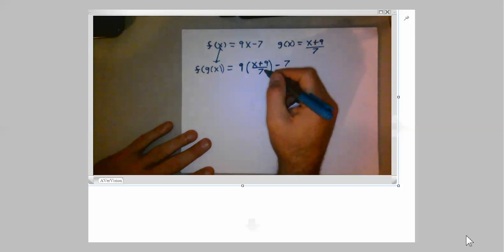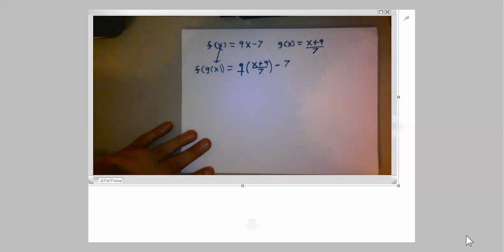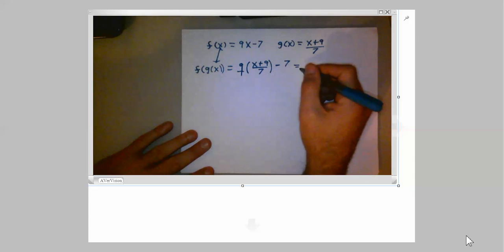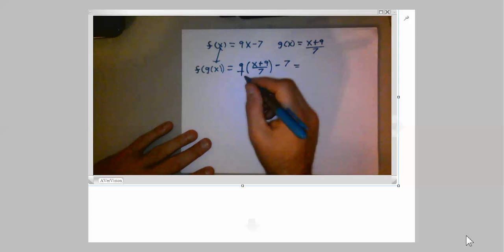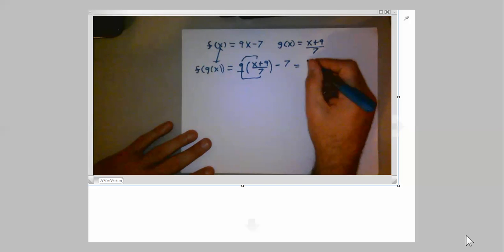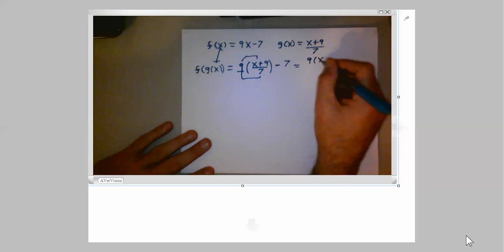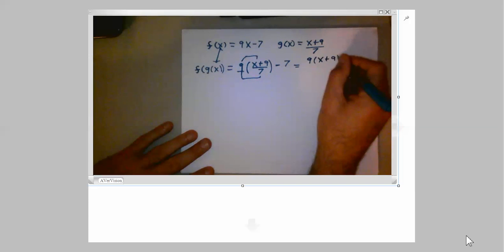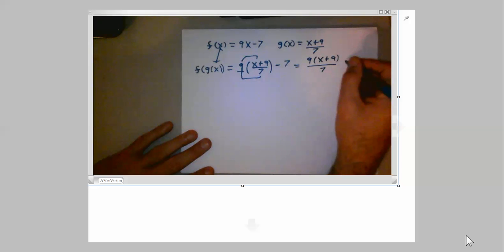Now, because this is a fraction, I want to write 9 as a fraction, 9 over 1. So this is going to be equal to 9 times x plus 9, because when I multiply fractions, I just multiply the denominators across and the numerators across. So this is 9 times x plus 9, and the denominator is 1 times 7, which is 7, minus 7.